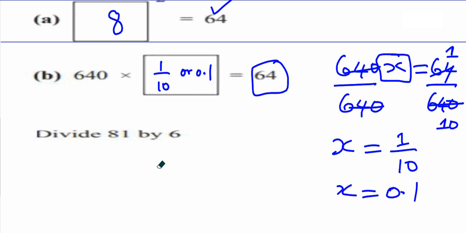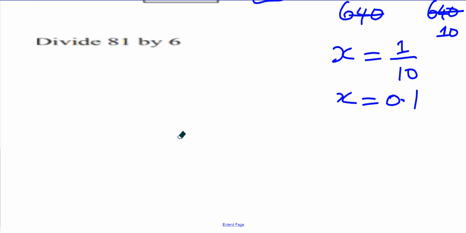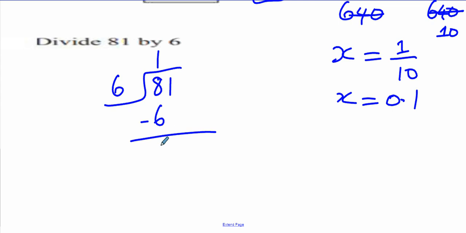Okay. Next question is divide 81 by 6. 81 divided by 6. 8 divided by 6 comes 1. 1 times 6 is 6. Subtract over here. This should be 2. Drop this number over here. 21 divided by 6 comes 3. 3 times 6 is 18. Subtract. What is the remainder? The remainder will be equal to 3.